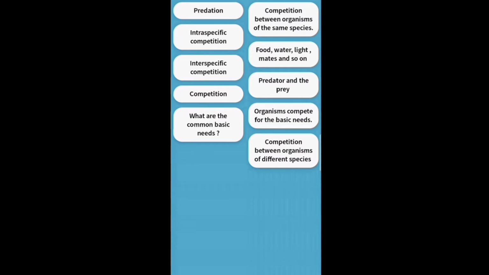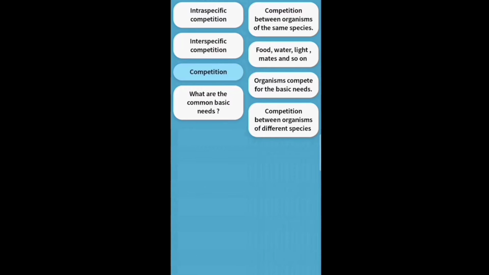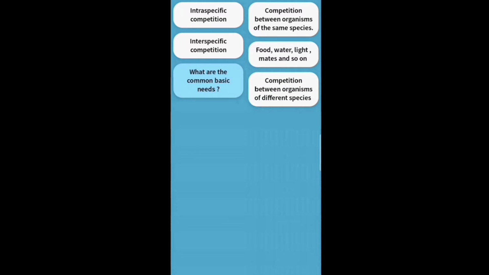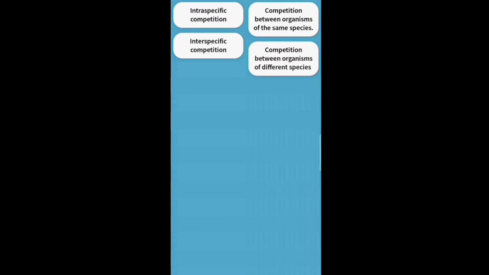Next, we take a look at predation. Predation involves predator and the prey. After that, we look at competition. Competition is when organisms compete for the basic needs. The common basic needs are usually food, water, light, and mates, and so on. There are 2 different types of competition. One of them is interspecific competition, which is the competition between organisms of different species. And the last one is intraspecific competition, which is the competition between organisms of the same species.